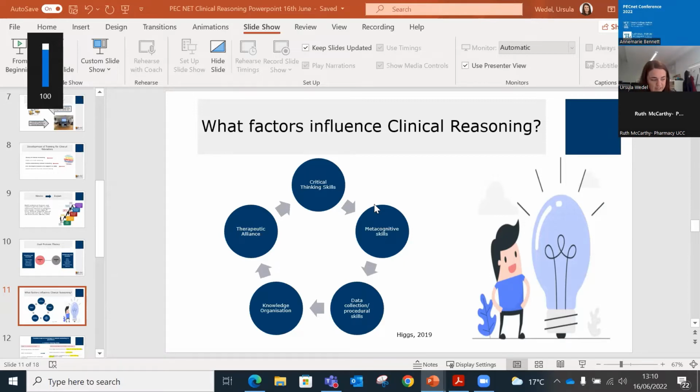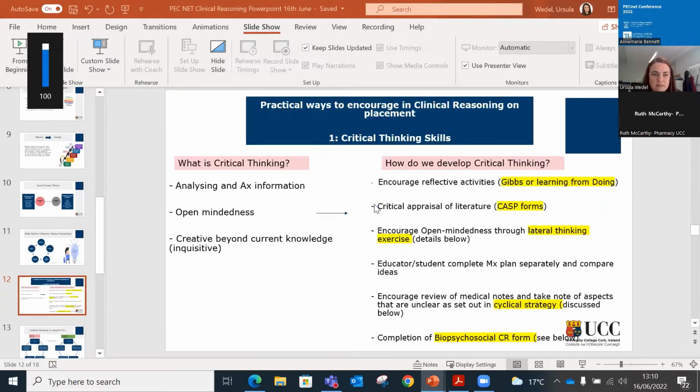And therapeutic alliance, again, Anne-Marie Scanlon spoke of the empathy. This really speaks to this. So therapeutic alliance is our students' ability to empathise with patients and create that collaborative relationship with the patients that they're seeing. And that's really important. It can really negatively impact a student's ability to reason.